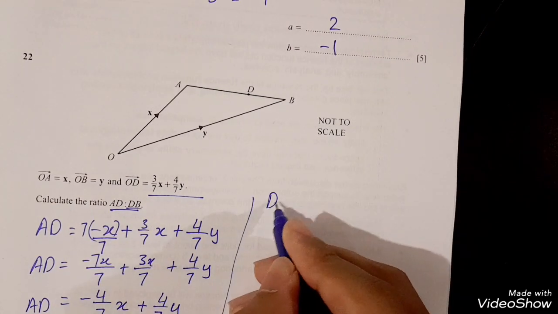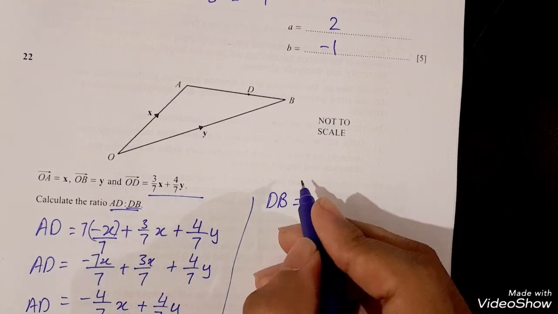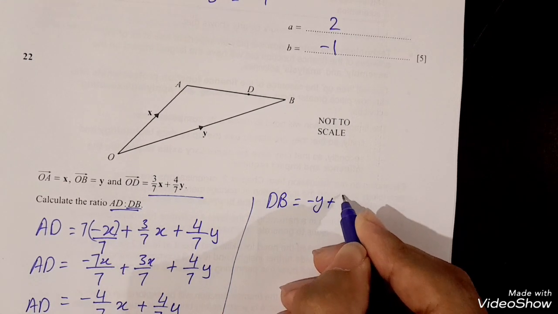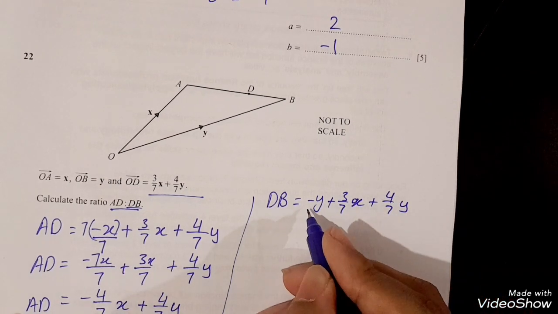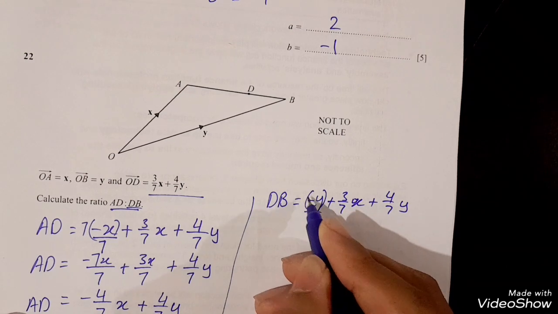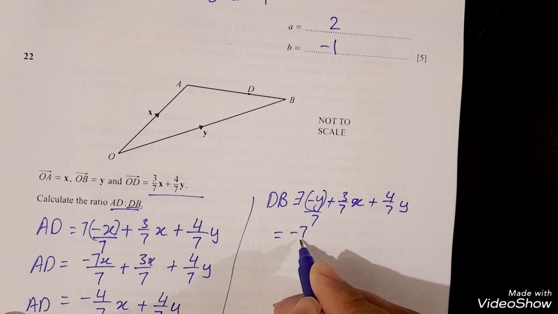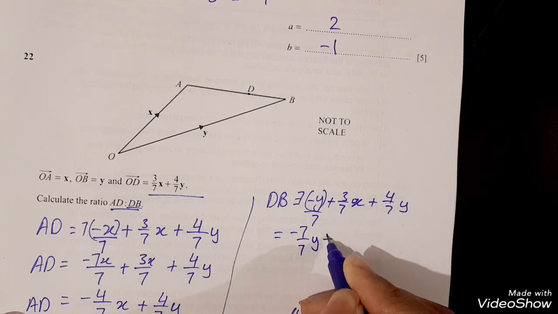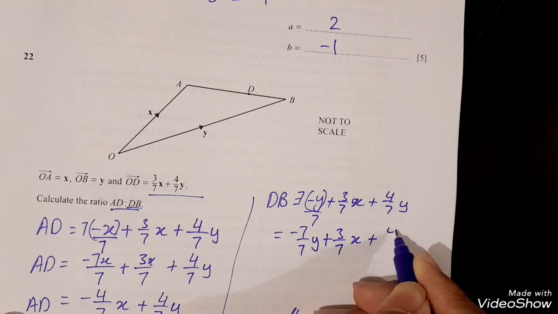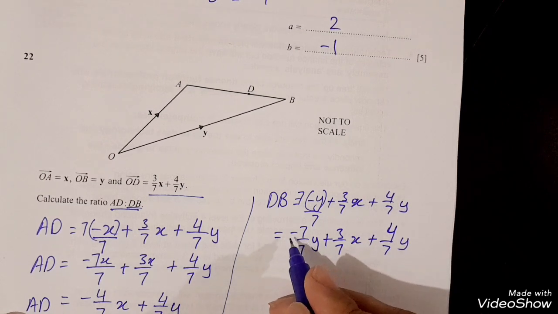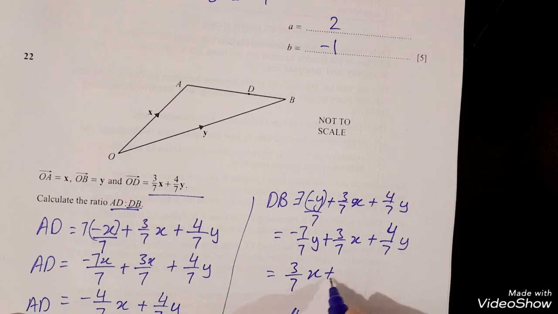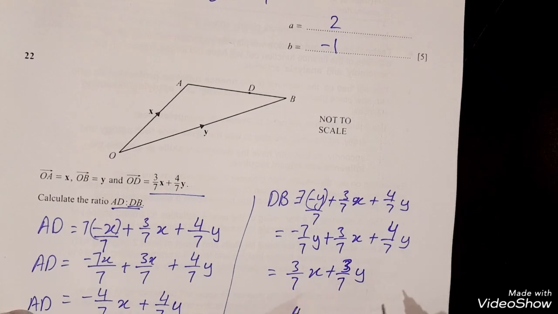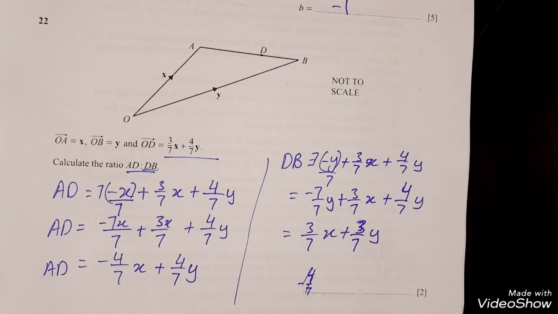So DB is equal to minus y plus 3 over 7x plus 4 over 7y. So here we will also again multiply this by 7 and divide by 7. So this will be minus 7 over 7y plus 3 over 7x plus 4 over 7y. So minus 7 plus 4 will be minus 3 over 7. So 3 over 7x minus 3 over 7y. So this will be the equation for DB.